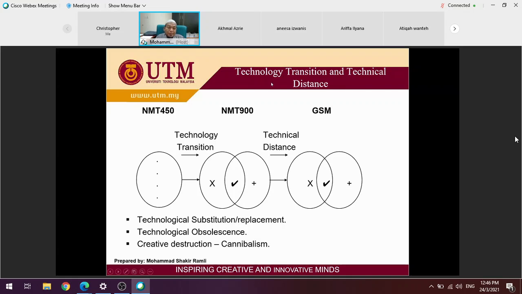For example, here we can see the coverage: in NMT 450 only in Scandinavian or Nordic countries, and this is NMT 900.